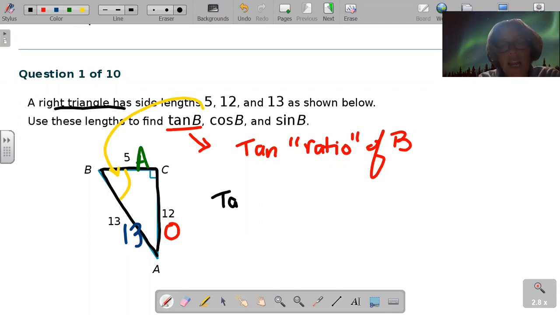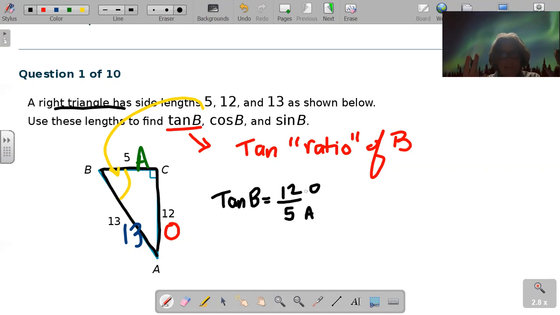So the tan of B is TOA. So our opposite is going to be 12. That's our opposite. And our adjacent is going to be 5. And you're done. There's nothing else you do there. It just wants the ratio.